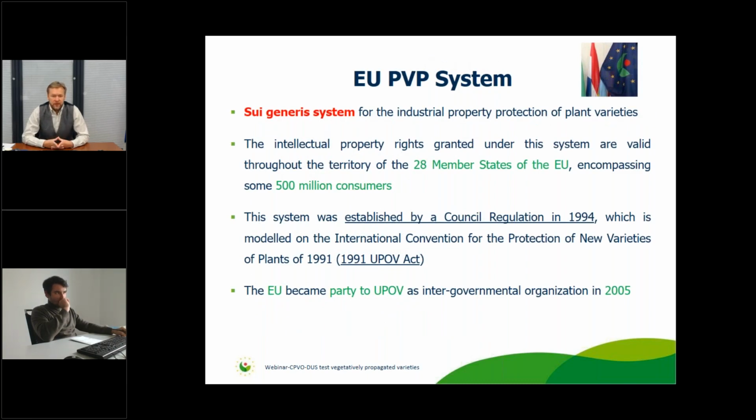Some general information on the PVP system in Europe. Plant varieties have their own system of protecting the intellectual property, and the rights granted are valid on the entire territory of all 28 member states of the European Union. The European system was established in 1994 with the adoption of the basic regulation, the Council Regulation 2100/1994. This regulation is based upon the UPOV Act of 1991. And in 2005, the EU became the first international organization being part of UPOV.